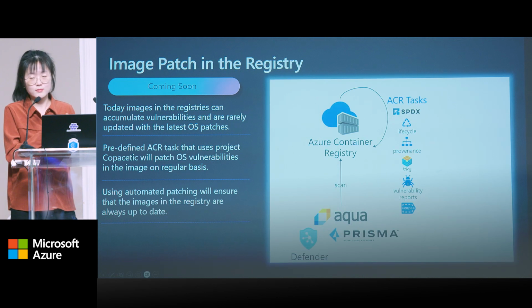So now we have the images, but there is a problem. The images in the registry can accumulate vulnerabilities, and they are rarely updated with the latest OS patch. So what can I do here? With the predefined ACR tasks, it can help us to use the project named Copacetic to patch OS vulnerabilities automatically on a regular basis. It will ensure that the images on the container registry are always up to date. We don't need to be impacted by the vulnerabilities.